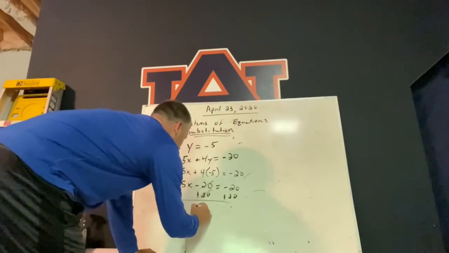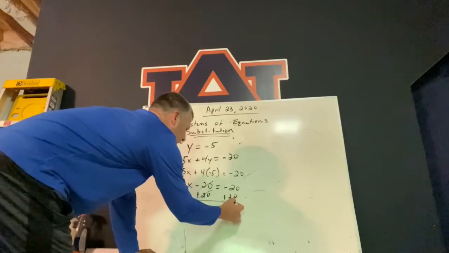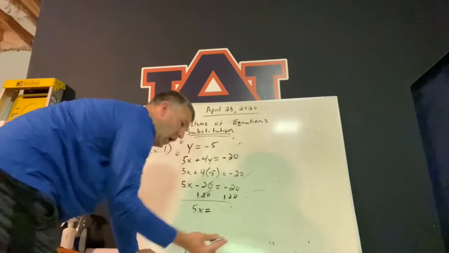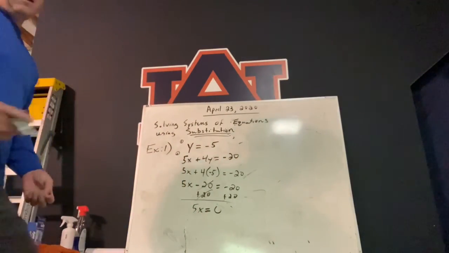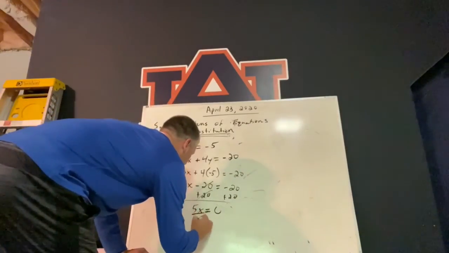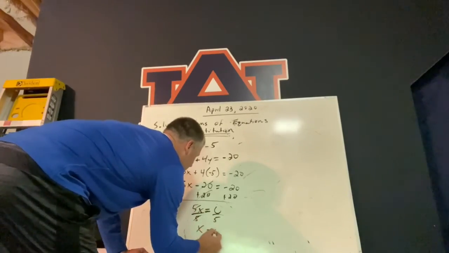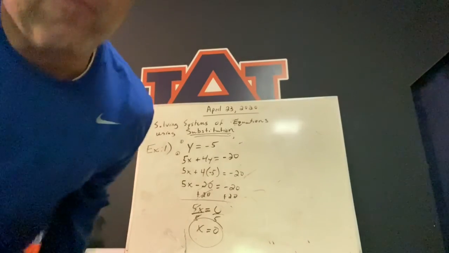That cancels, 5x is equal to -20 plus 20. Well, that's just 0, okay? We say it cancels, it does, but you hold its place with a 0. And now to solve, divide both sides by 5, and 0 divided by anything is 0. So x is equal to 0.